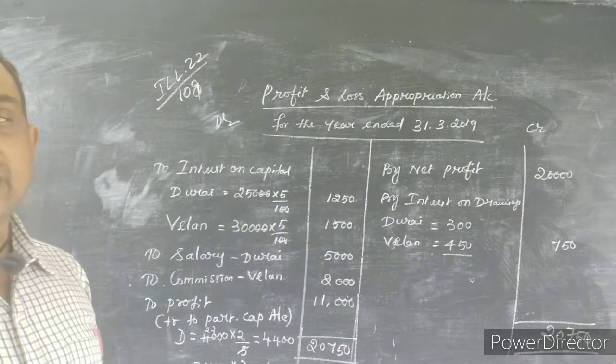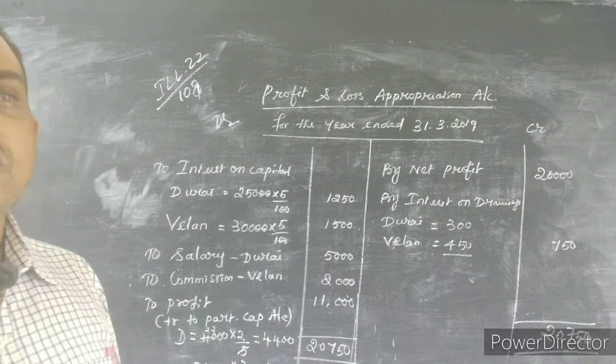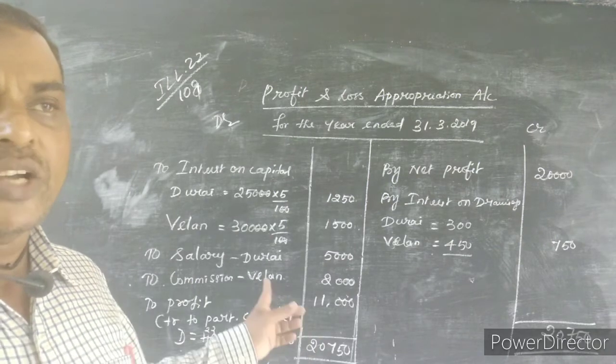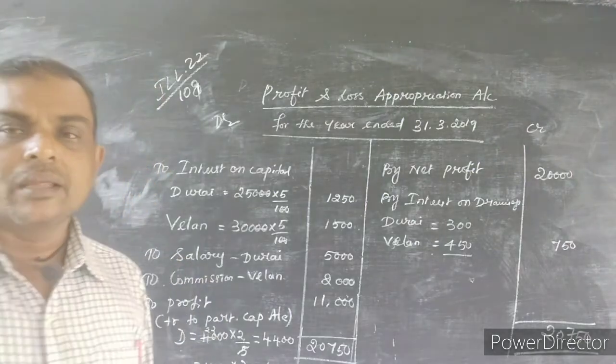So this is the profit and loss appropriation account. If they ask for journal entries, you have to prepare journal entries also. Here you have to prepare only the profit and loss appropriation account. Okay. Thank you.